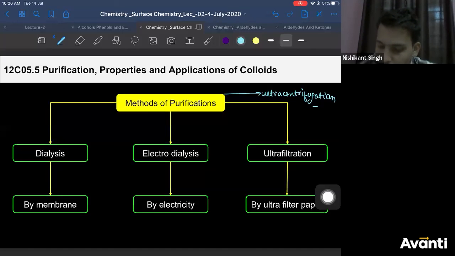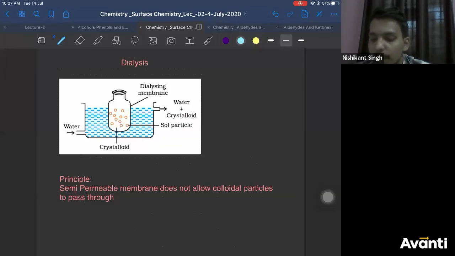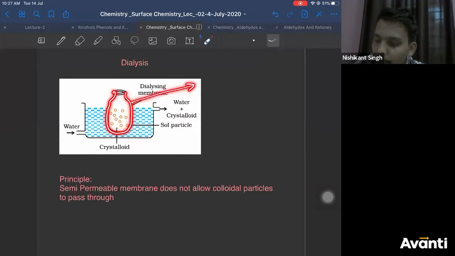We'll start with dialysis tomorrow. I think, yeah, the basic principle I can tell you. Dialysis, I'll take it again tomorrow. So how it happens, please see this carefully. You take pure water outside or pure liquid outside. You take a membrane, or a beaker, or any bucket whose wall allows only selected particles to pass through. Only selected particles can pass.